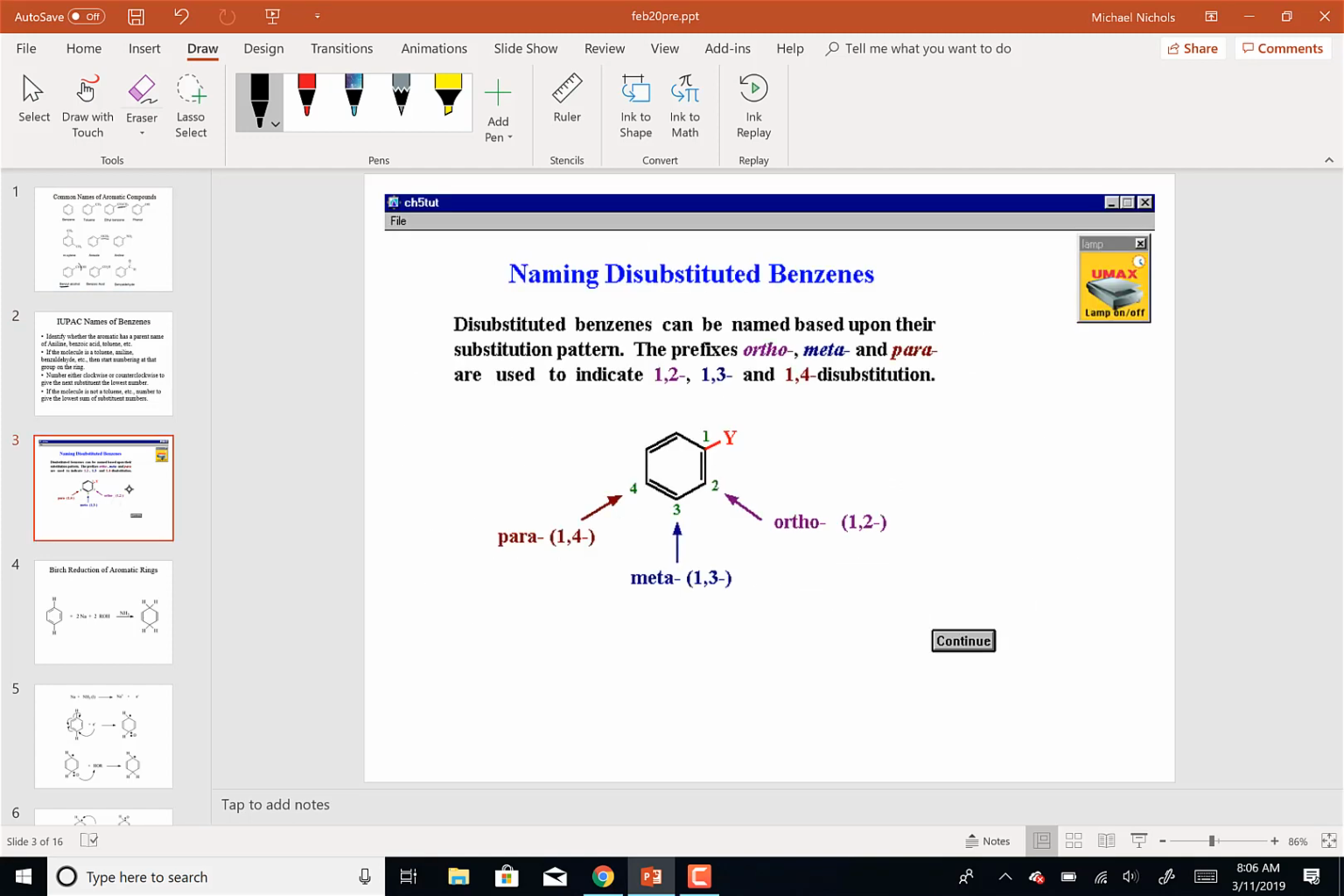And so you can read through the IUPAC. We're going to start using the ortho, meta, and the para, so you have to remember that ortho is 1,2, meta is 1,3, and para is 1,4, and that's all relative to a substituent that's already on the ring. So we're going to use that ortho, meta, and para terminology, particularly when we start adding things into the ring.